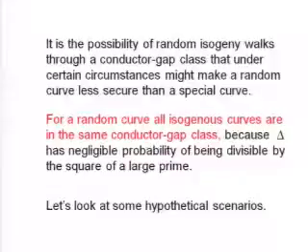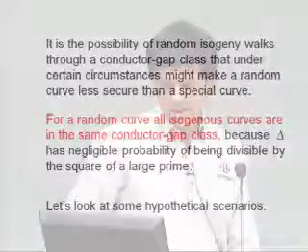So the whole point of this is that it's the possibility of random walks, random strings of low-degree isogenies through a conductor gap class that under certain circumstances might make a random curve less secure than a special curve. So that's what I want to give some example of. Now it's important to note that for a random curve, you'd expect that all isogenous curves are in the same conductor gap class, because delta has negligible probability of being divisible by the square of a large prime. So there just aren't going to be any large primes around that could divide the conductor of the endomorphism ring.